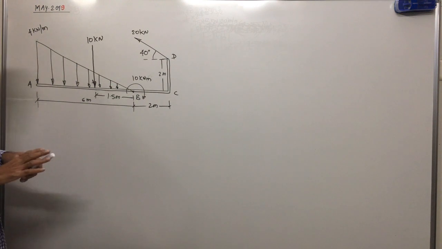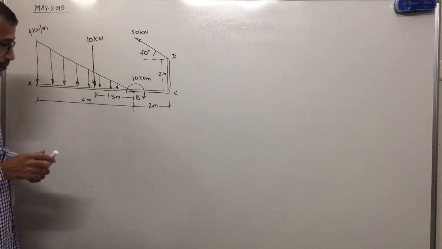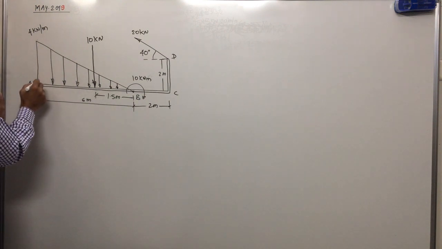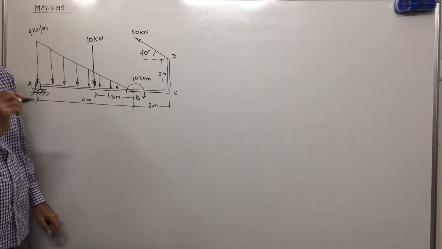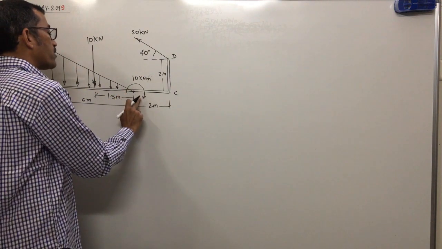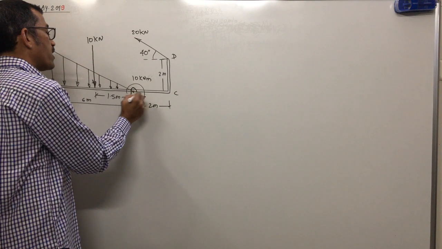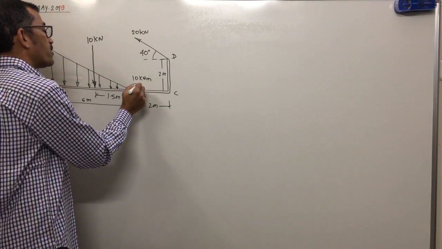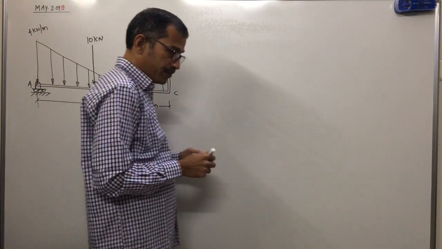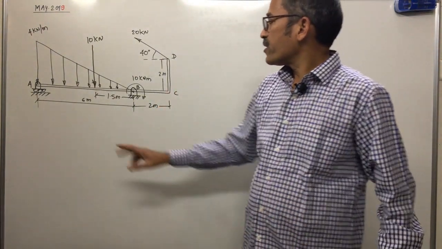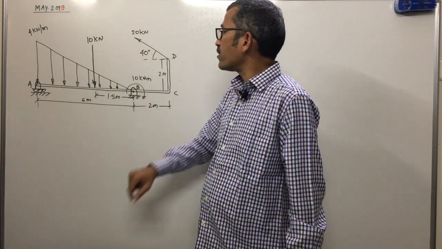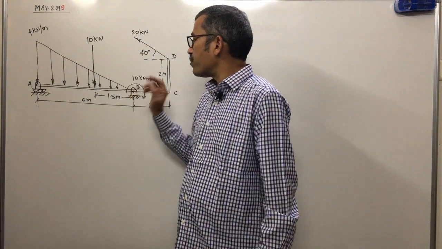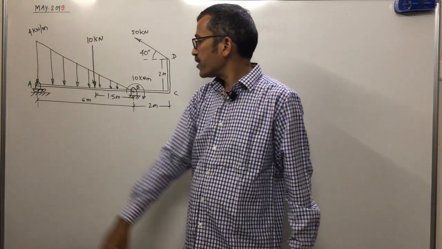Now the support given at A is something like this. Which support? Roller. And at B one more support is given, something like this. Which support? Hinge support. This is the given problem: 6 meter, 2 meter, 2 meter. One inclined load, one point load, one couple, one UVL.